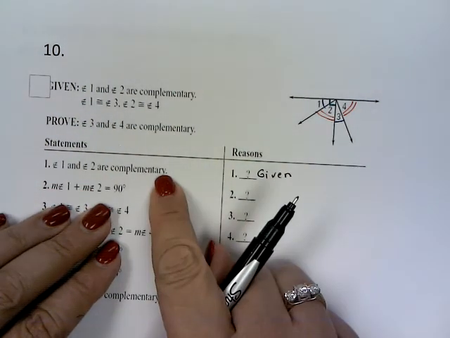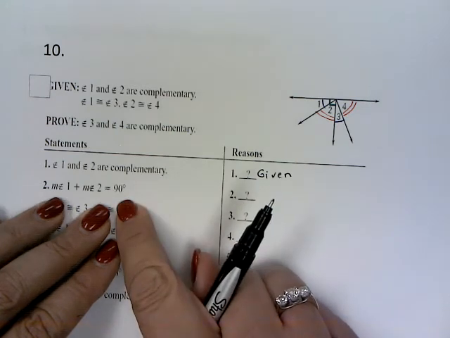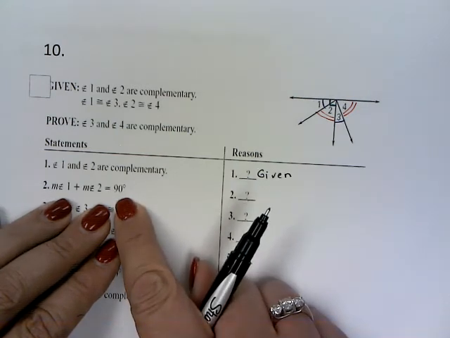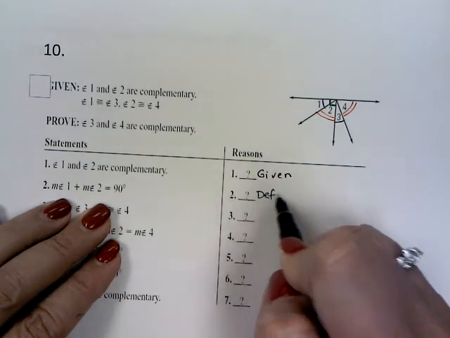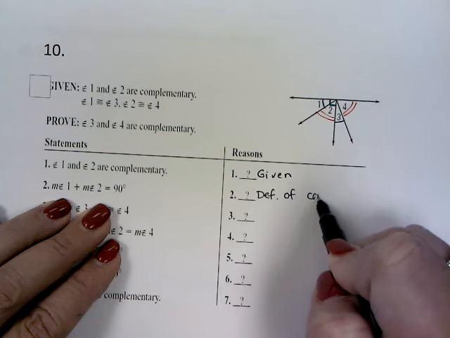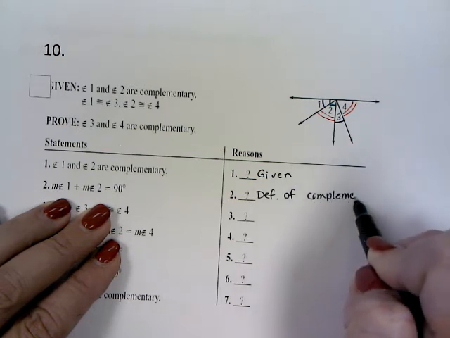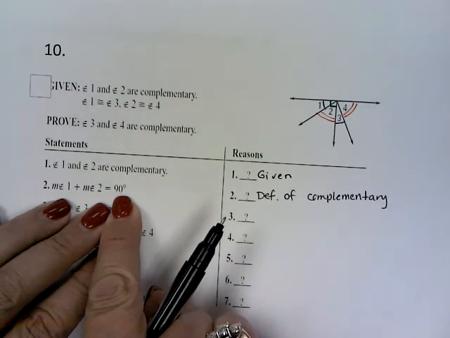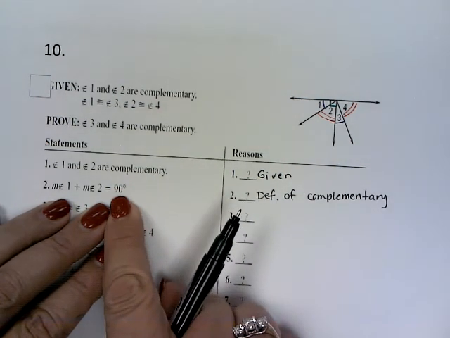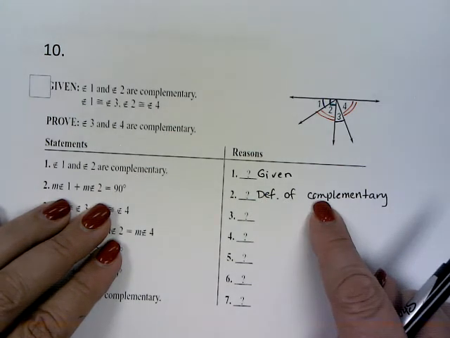Now, because they're complementary, it immediately says the measure of angle 1 plus the measure of angle 2 is 90 degrees. If you recall, that's what the definition of complementary means. The definition of complementary changes it from words to numbers. And again, if it went from numbers to words, same thing.